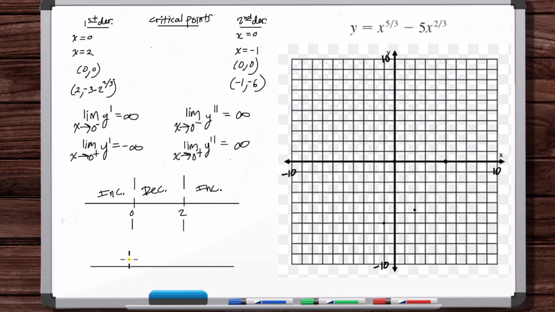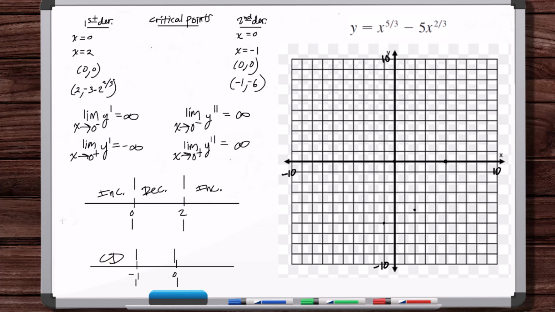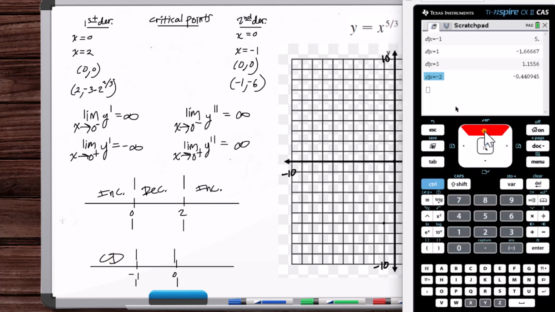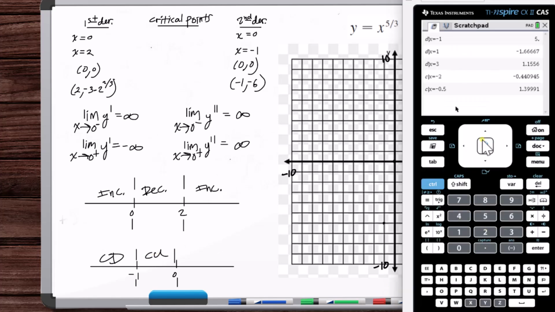Okay, let's do concavity. So we've got x equal to 0 and minus 1. So we've got curve C with x equal to minus 2. So concave down. All right. And then with x equal to minus 0.5, concave up. And then now with x equal to 1.